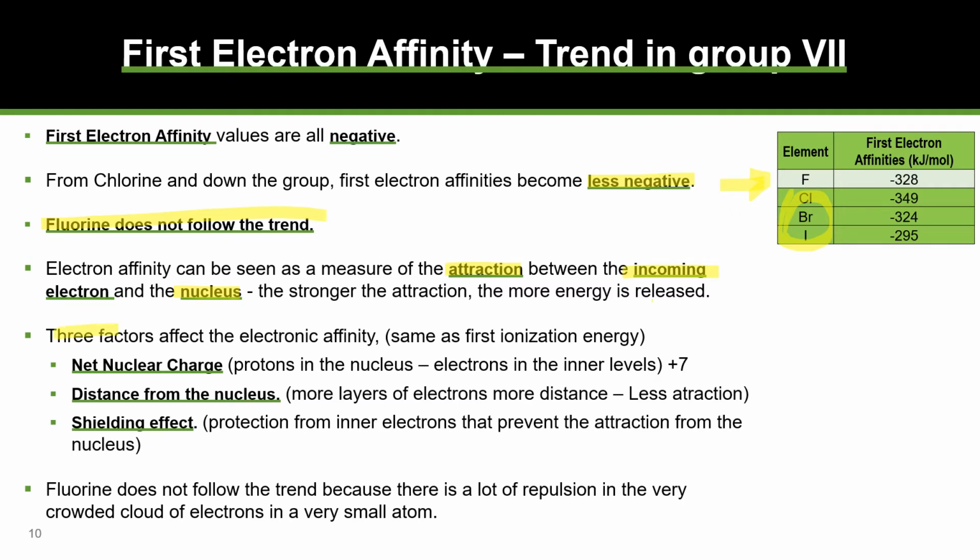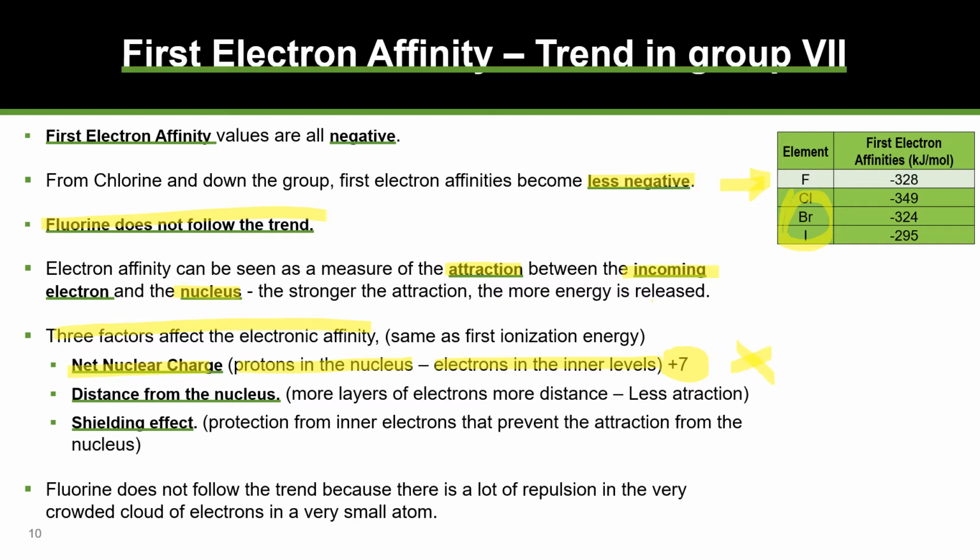There are three factors that affect the electron affinity. First is the net nuclear charge. That is the protons in the nucleus minus the electrons in the inner level. So all of them are going to have +7 because they have 7 electrons in the last level. So all of them have 7 more protons in the nucleus than the electrons that they have in total. So that is not going to be one difference.